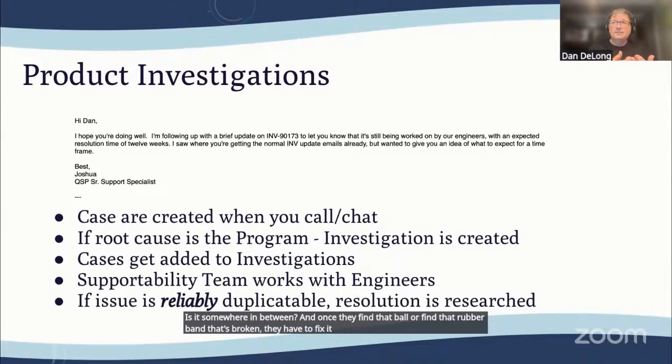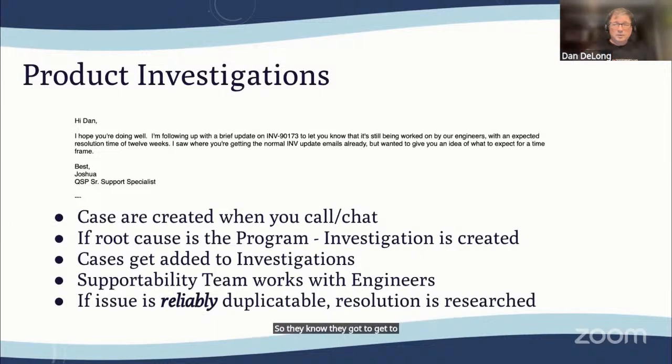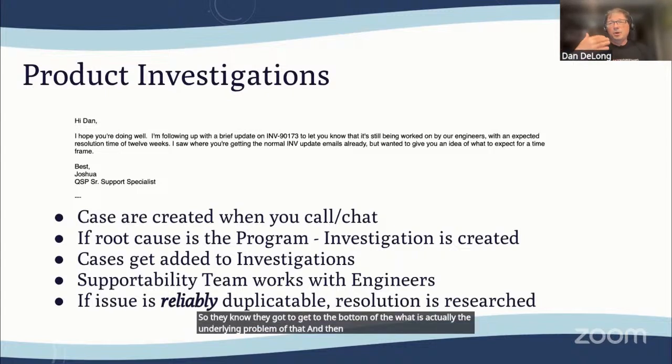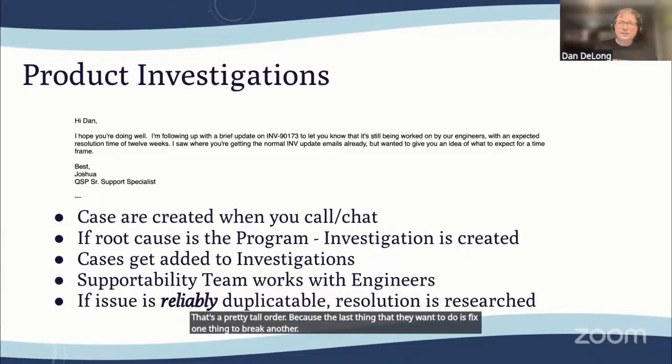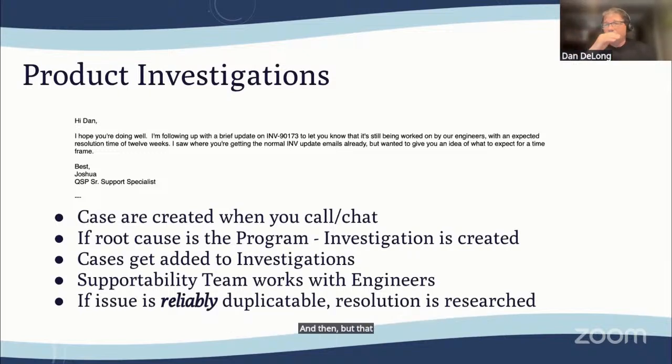And they can't fix it if they can't duplicate it, right? So they know they've got to get to the bottom of what is actually the underlying problem. And then they have to put the ball back together in the order that it was there, with just that one thing fixed. That's a pretty tall order, because the last thing that they want to do is fix one thing to break another. But that happens, right? I mean, we're all here because one thing broke or another, right?